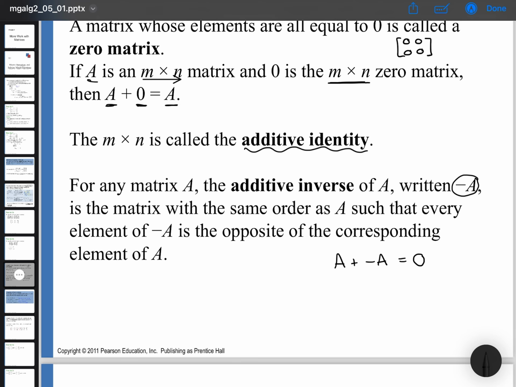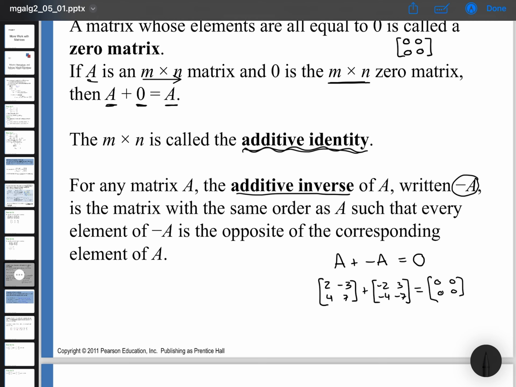So let's do a little more work with this. Basically, the negative of my matrix would just be to find the opposite of every single element in your original matrix. So for example, if I had 2, -3, 4, 7 as matrix A, the negative of that would be -2, +3, -4, -7. If I were to add those two matrices together, it would give me 0, 0, 0, 0. So negative A is the additive inverse, and your zero m by n matrix is your additive identity.